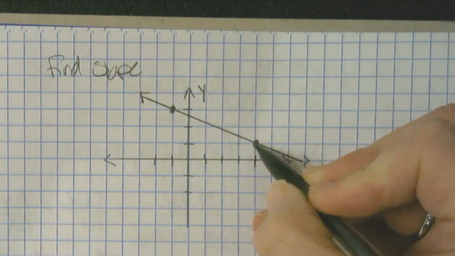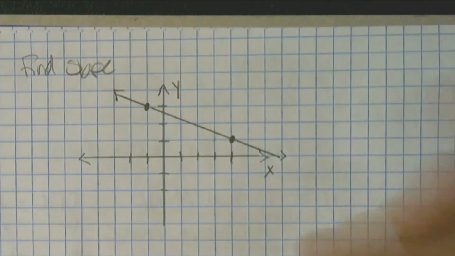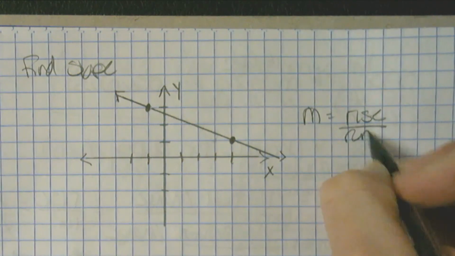Yeah, 4 and 1. There's another one there. So you're looking to see where your line crosses grid lines. So my slope is rise over run. You're always writing that down.